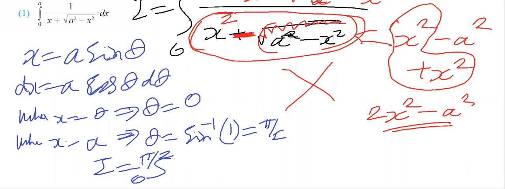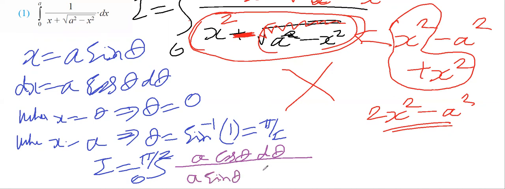a cos theta d theta divided by x, which is a sin theta, plus square root of a square minus x square. It means when I say x square, this will be a square sin square theta. Here a square is taken out common, so a will come out, and then I will get square root of 1 minus sin square theta, which is cos theta. So I am writing here cos theta d theta. Hope you have understood.